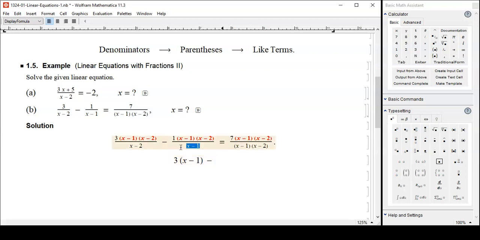How do you remove this x minus 1? This x minus 1 divided by x minus 1, so what's left is 1 times x minus 2. And in the right-hand side, everything is gone, you just have 7. Of course, nobody writes like that, negative 1 times like that, it's just that. That's more common expression. Okay, no more denominator. Now is the time to remove the parentheses. Let's break up parentheses by distributing by 3 and then distributing by negative 1.